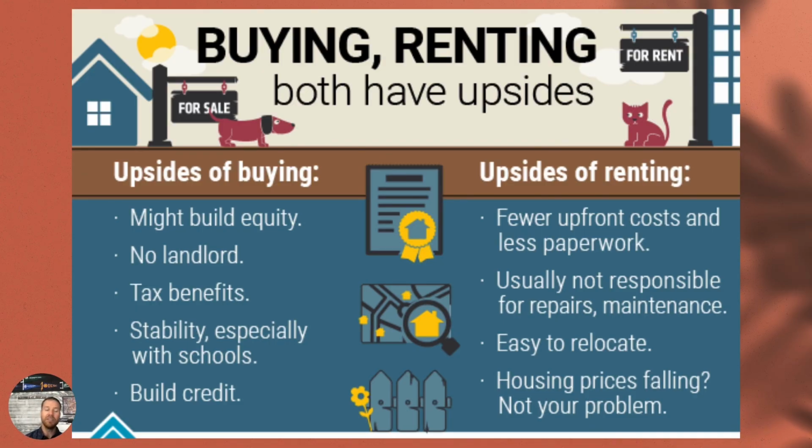You have stability, especially with schools. If you buy a home, you are not going to have to change schools if there's some kind of rezoning or whatnot, as long as you are grandfathered into that setting. You can build your credit history with a different type of credit beyond just a credit card. This is an installment loan. The upsides of renting is that you have fewer upfront costs and less paperwork. You're typically not going to be responsible for maintenance or repairs that were not done by you, or damage that was done by you. It's easy to relocate if you need to. If the housing prices are falling, that's not your problem.